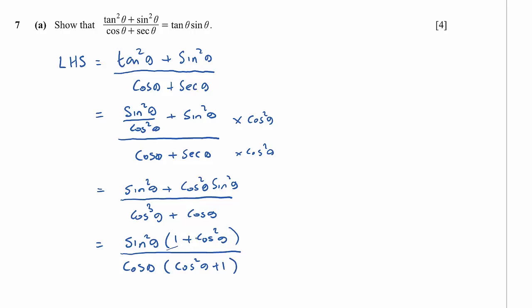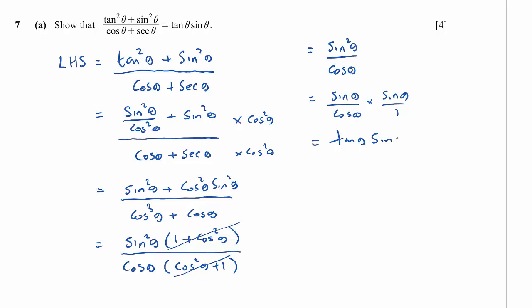And these brackets are actually the same. I've just written them in a different order, so I can cancel that. So I now have sine squared theta divided by cos theta, which is sine theta over cos theta multiplied by sine theta over 1, which is tan theta times sine theta, which is the right-hand side.